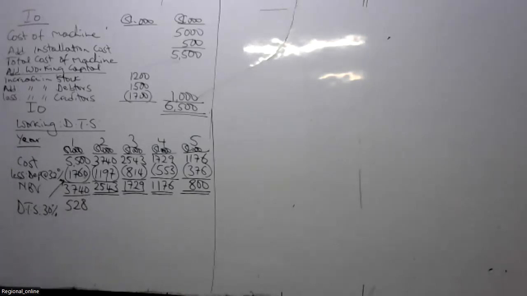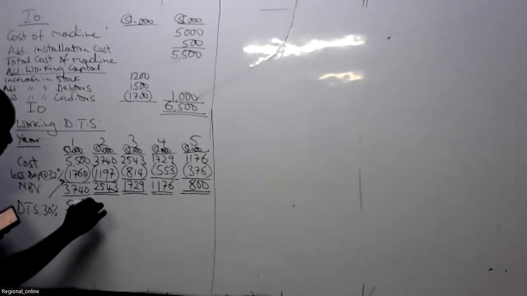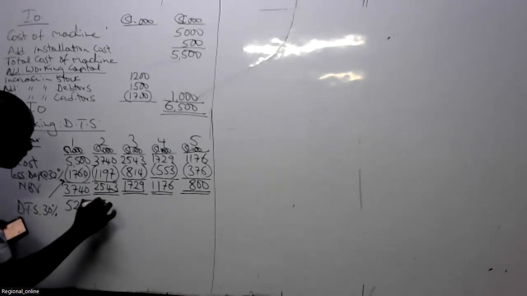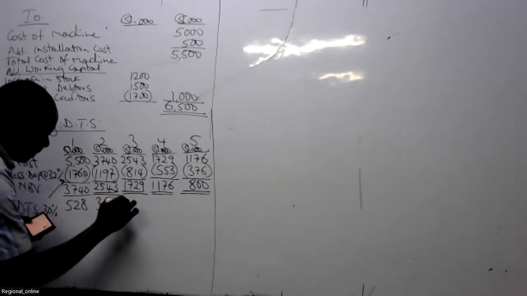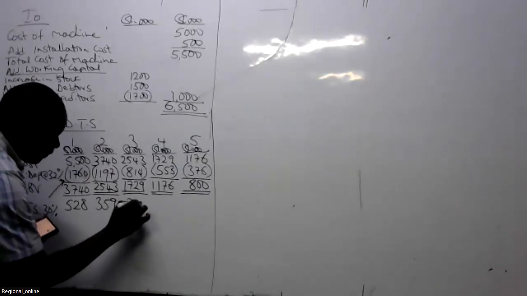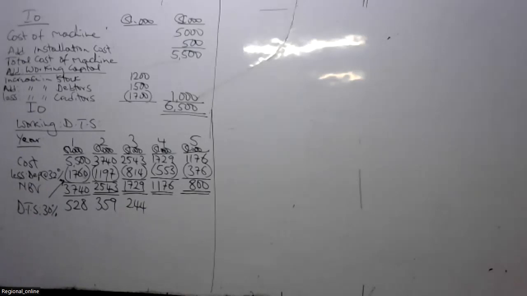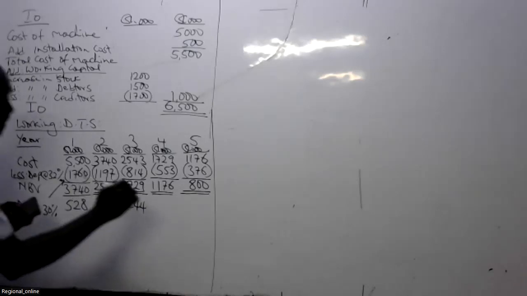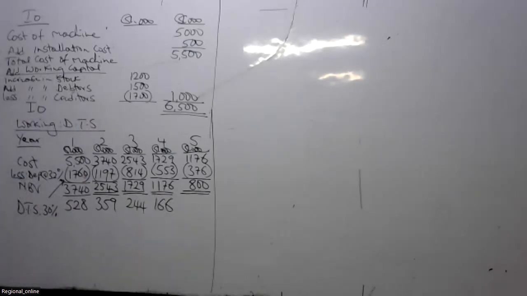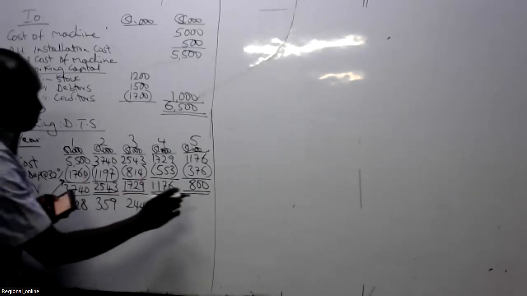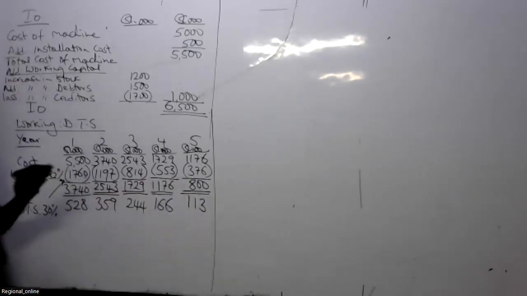Depreciation of year 2 is 1197, right? Times 30%, that is 359. Thank you. Year 3, 30% of 814 is 244. Great. 30% of 553 is 166. Finally, 113. That is the work done.